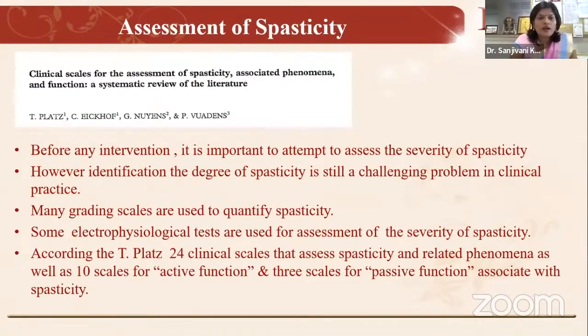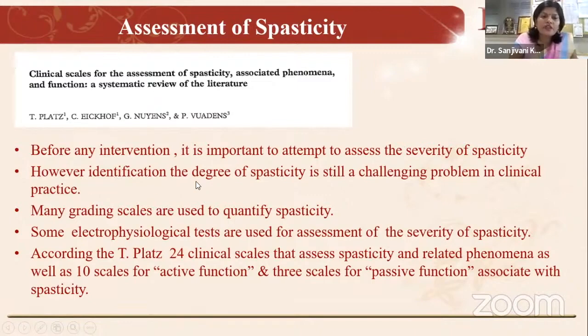So now, in assessment of spasticity, this is one article that shows the clinical scales of assessment of spasticity, associated phenomena and function, a systematic review of the literature, given by T. Plas et al. In that he mentioned that before any intervention, it is important to attempt to assess the severity of spasticity, that we all know.